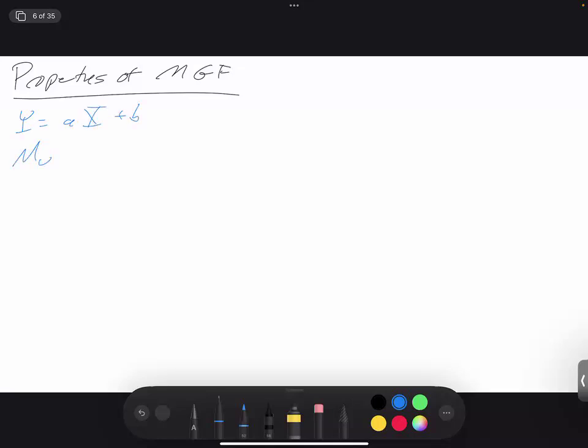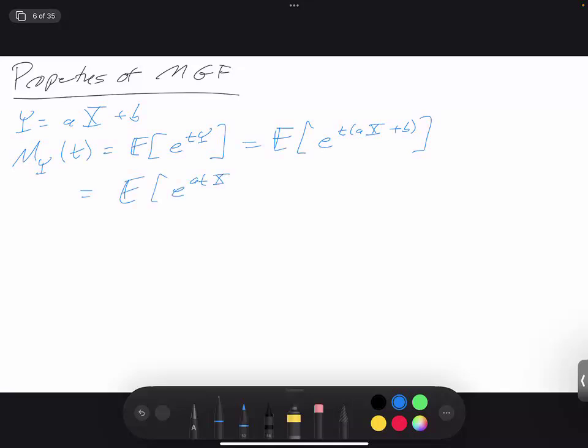And let's calculate what is the moment generating function of y? Well, this is just the expected value of e to the ty, which is the expected value of e to the t(ax plus b). This is the expected value of e to the atx, e to the bt. Right?